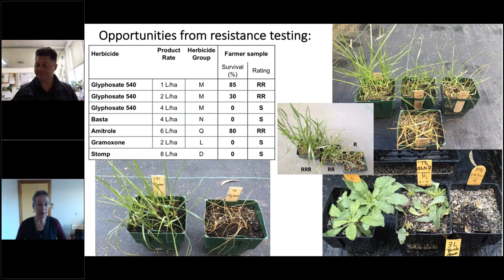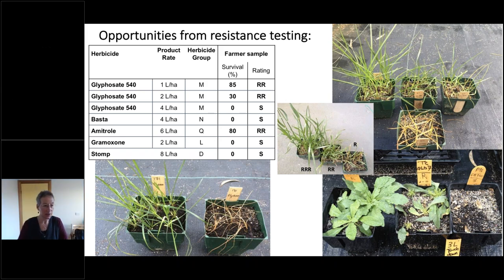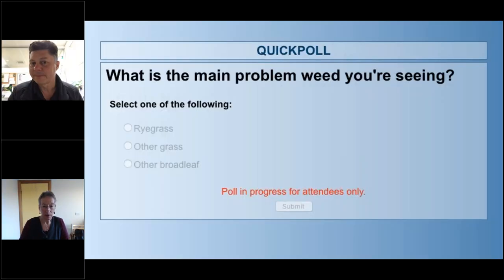I'm just thinking we might ask another question at this side. If people would like to answer, what is actually the main problem? Unfortunately, our poll doesn't give us many options, but it would be nice to know whether it's ryegrass, other grass, or broadleaf. Yeah, that would be excellent to know. But the answer is pretty simple, not yet. I'll share the poll once we've finished. Here we go.